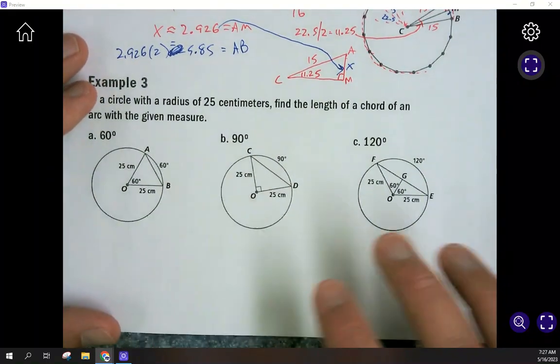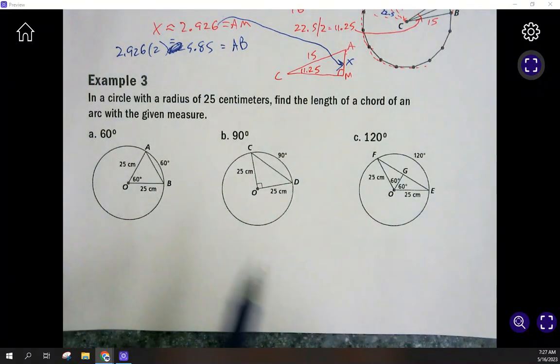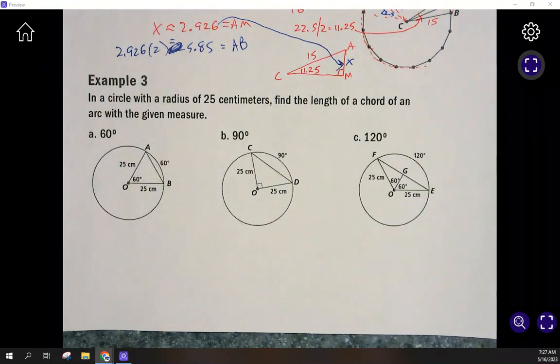Now, if you're really bad with your special triangles and you really like sine, cosine, tangent, you can always use it. It's going to work. You can put sine of 30 and sine of 45 and all that stuff in your calculator, and it will work. So you don't have to use the special triangles.